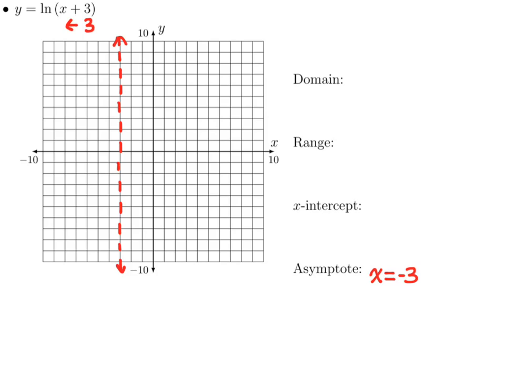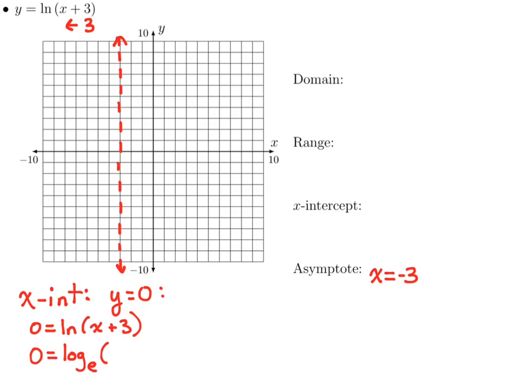Now, this x-intercept business is serious business. It's going to take some work. To do an x-intercept, that means y equals 0. This is always true of any intercept. The other variable has to be 0. So, that means 0 equals natural log x plus 3. Now that we're getting serious about the natural log, I continue to recommend that you rewrite it as log base e.